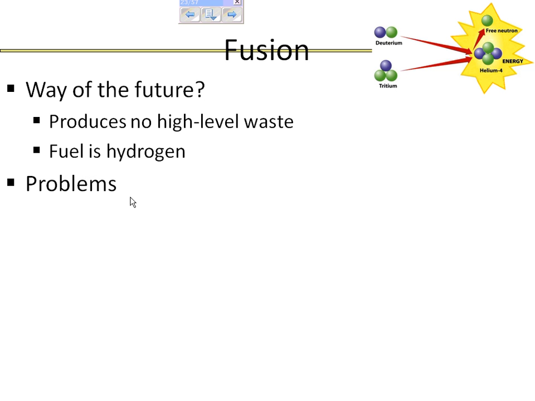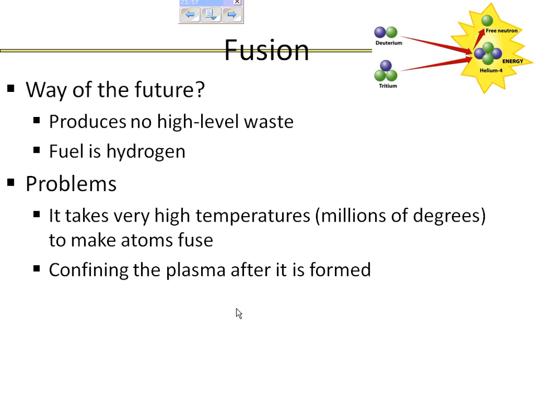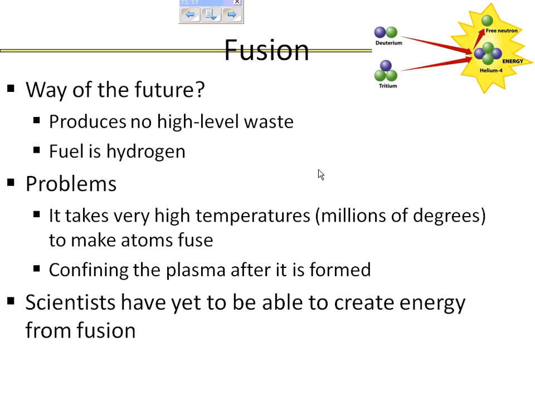But some of the problems associated with it are very high temperatures, millions of degrees, to make atoms fuse. So it's very difficult to control the reaction at such high temperatures. And plasma tends to expand. How are we going to confine the plasma? Again, this is all because of the very high temperatures that we need for this reaction to take place. And it says scientists have yet to be able to create energy from fusion.